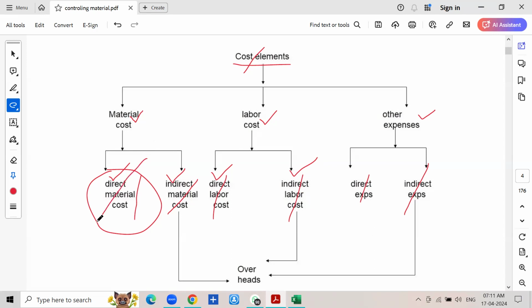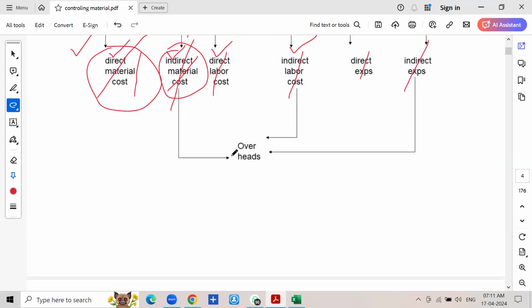There is no use of analyzing indirect material cost, because it occupies a very small portion, and the cost of analysis may be more than the benefit of analysis. Individually, it is not feasible to analyze indirect material cost. That's why, for the purpose of analysis convenience, we divide the material cost into direct material cost and indirect material cost.